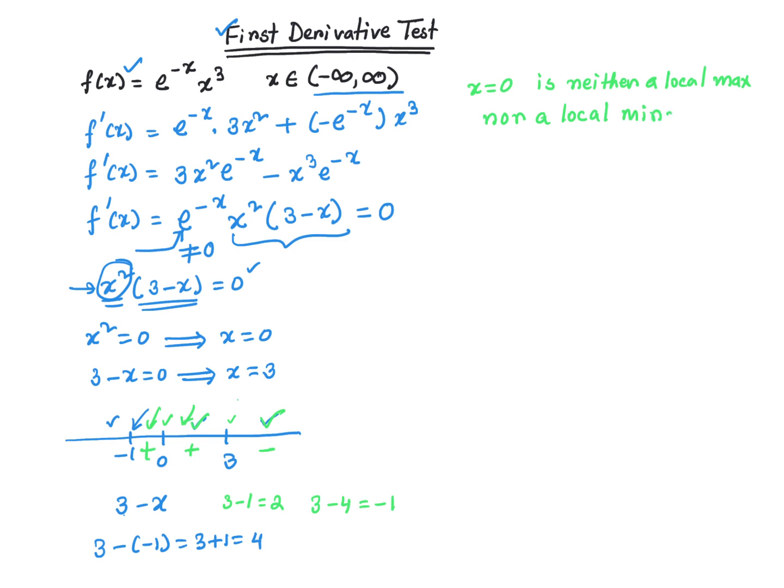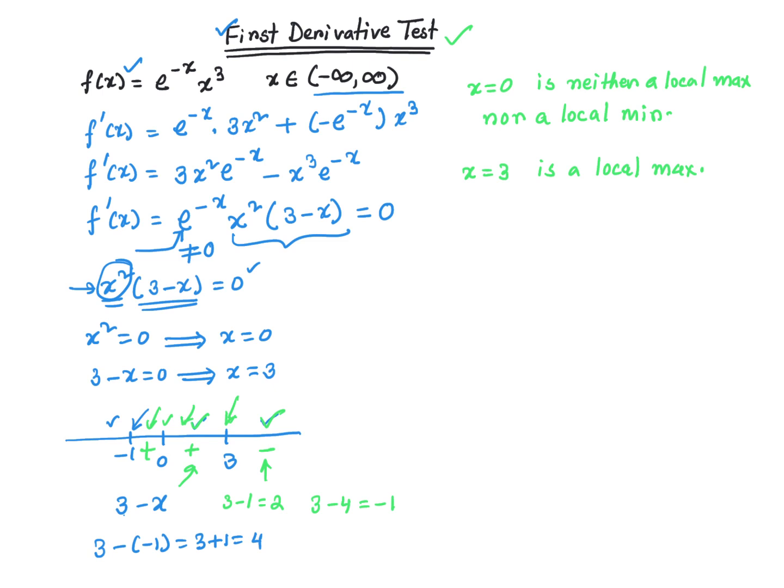How about x equal to 3? What happens? To the left of 3, we have positive. To the right of 3, we have negative. So according to the first derivative test, to the left we have positive and to the right we have negative. So that tells you that x equal to 3 is a local maximum, or local max.